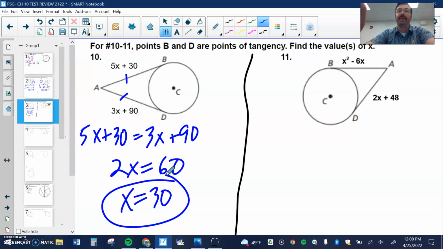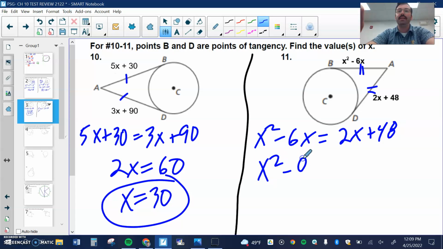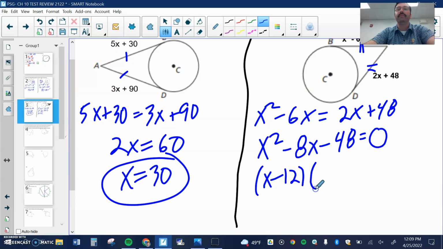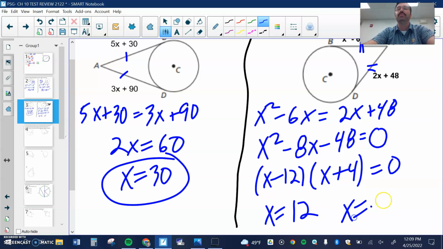Question number 11, I'm going to have to factor a little bit on this one. Same type of problem, so these are congruent again, but I can say x squared minus 6x equals 2x plus 48. Move everything to one side. X squared minus 8x minus 48 equals 0. Need two numbers that multiply to negative 48 and add to negative 8. X minus 12. X plus 4. Wow. So x equals 12 and x equals negative 4.